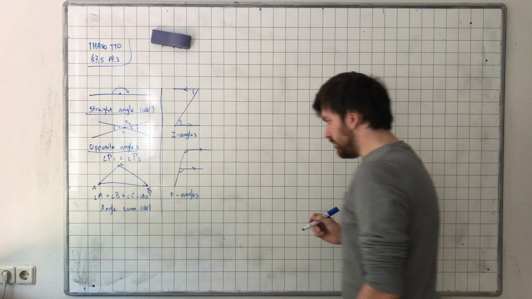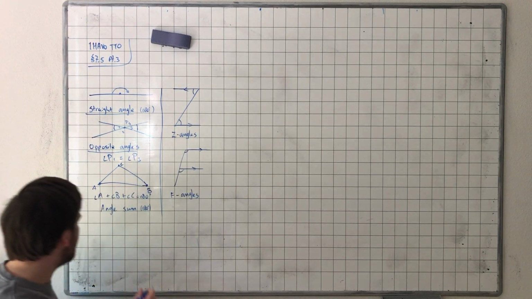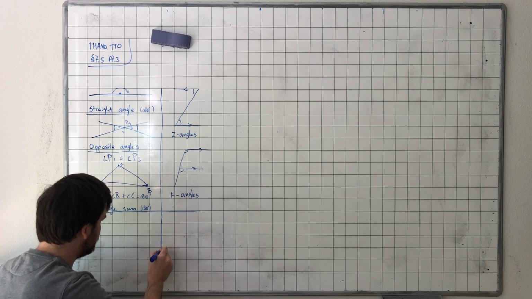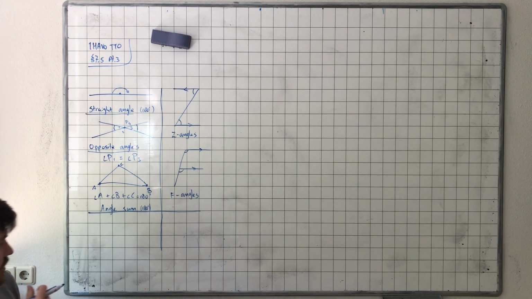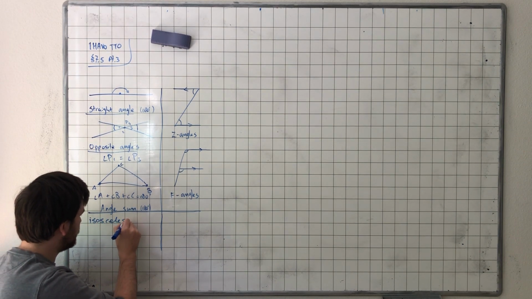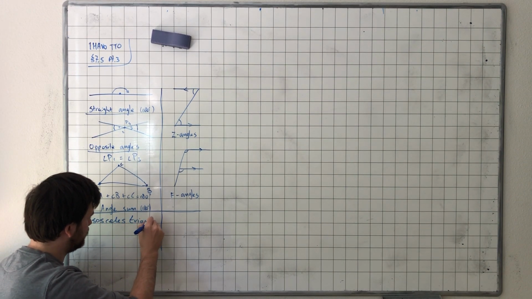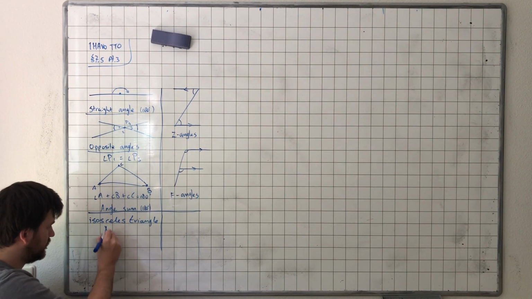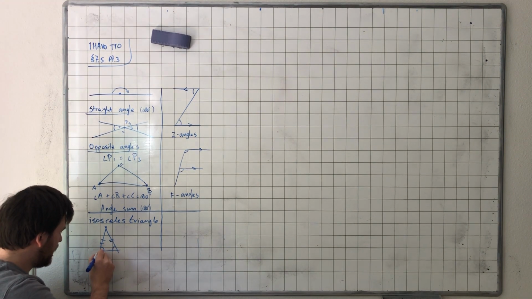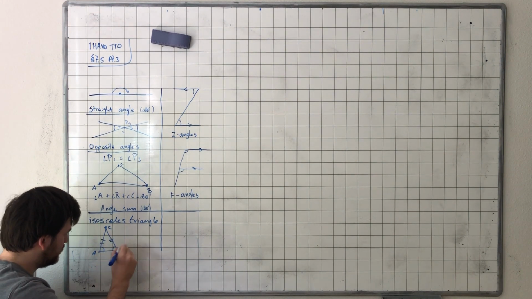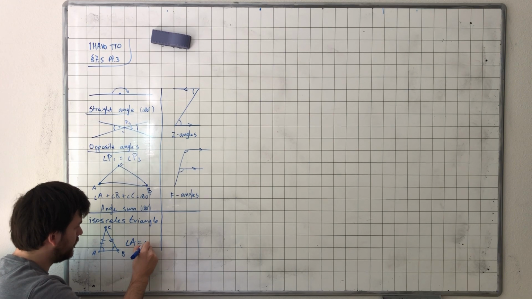Okay, then we're going to also look at two special triangles. And those special triangles were the isosceles triangle. And in the isosceles triangle there were two legs which were equal, which also means that there are two angles which are equal. So in this case, angle A would be equal to angle B.